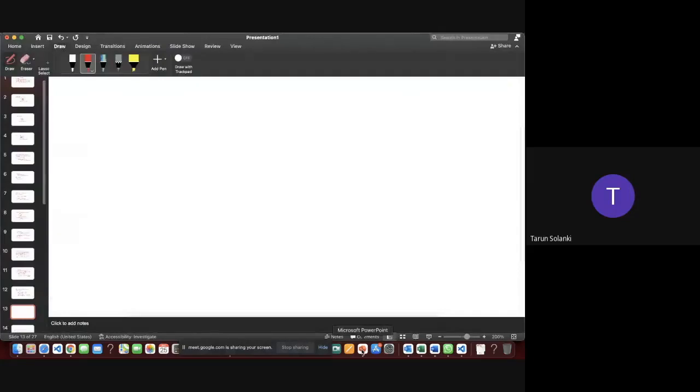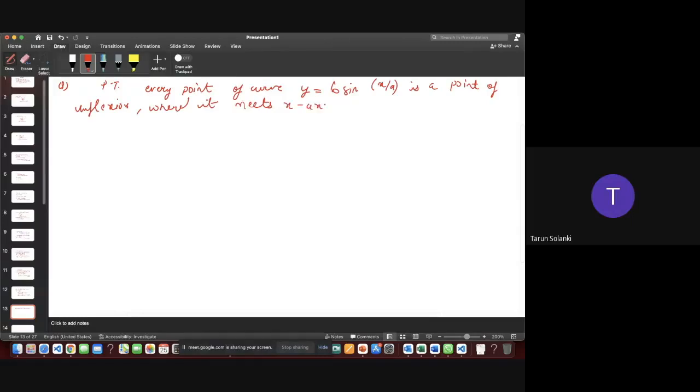Next, let's look at one more problem. Prove that every point of the curve y is equal to b sine x by a is a point of inflection, where it meets the x-axis.